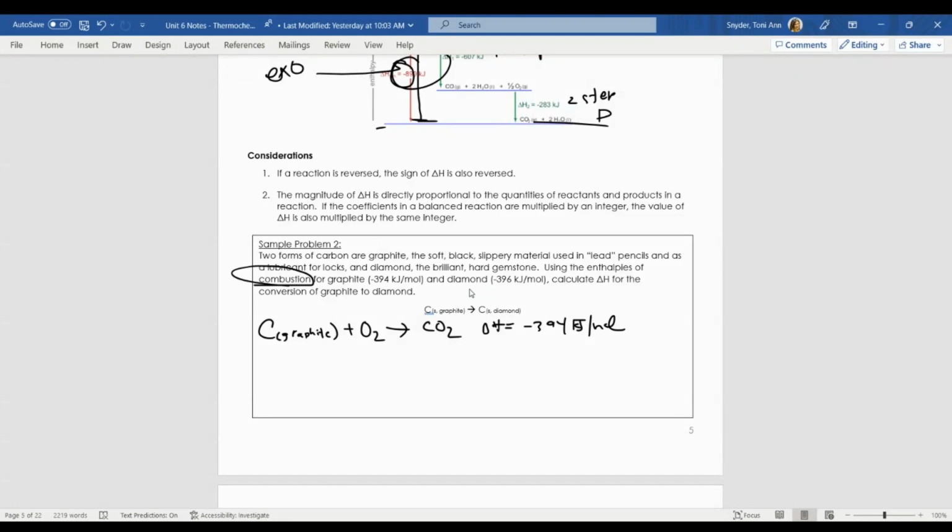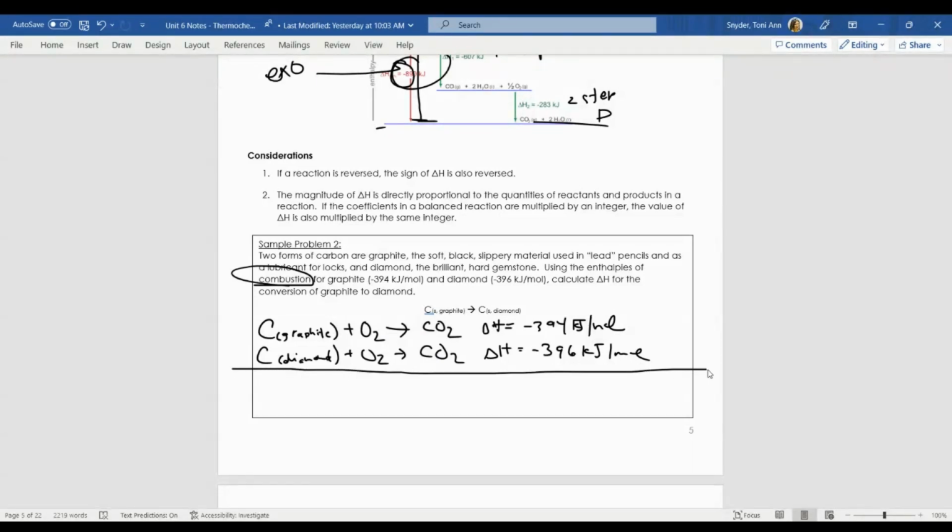My second reaction, for a diamond, on the other hand, C diamond, when this undergoes combustion to make CO2, this delta H releases negative 396 kilojoules per mole. So I want to know, what's the energy change when graphite changes to diamond? In this case, I have graphite as a reactant and I have diamond as a reactant. So in this case, that doesn't work. I'm not going to get the cancellation of oxygen and CO2.